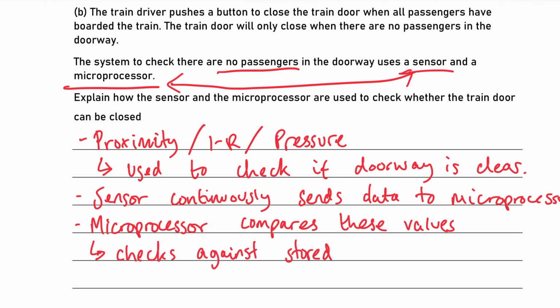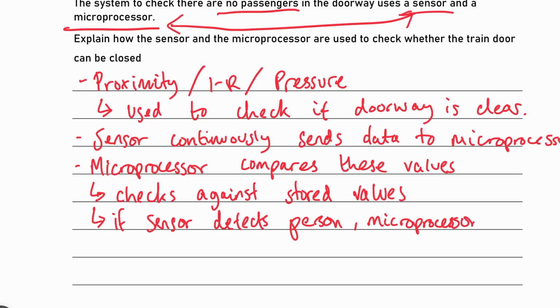So the microprocessor is programmed to operate in a certain way. It will check if it's in a certain range, for example, which in this case, if the sensor detects a person, the microprocessor sends a signal to close the door. And again, it's just about applying this knowledge to a scenario, as the scenarios will differ from exam to exam. So far we've covered 1, 2, 3, 4, 5, 6 marks.